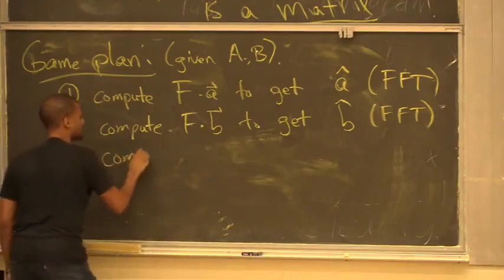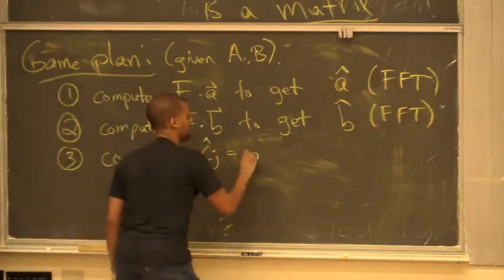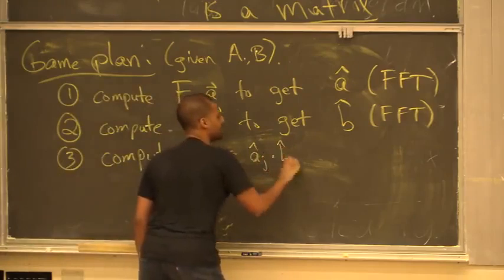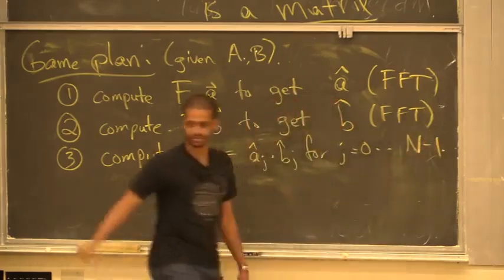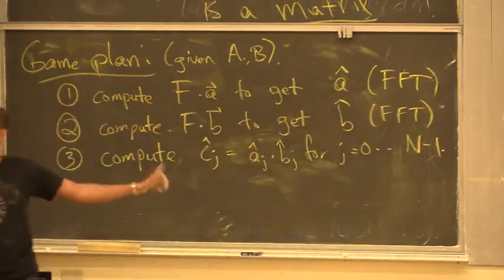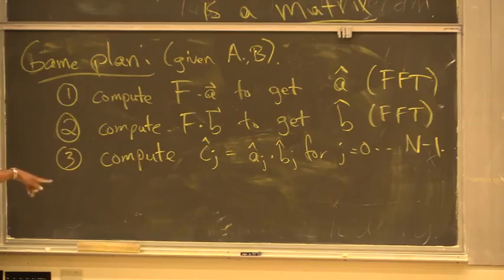I'll compute C hat j to be A hat j times B hat j for j going from 0 to n minus 1. Right? So now I have the evaluation of C on those endpoints. And that I can do in linear time now, because it's just n multiplications. Right? Does that make sense?